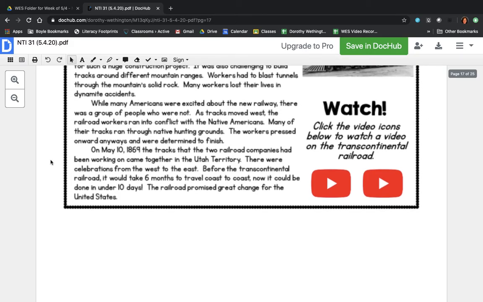On May 10, 1869, the tracks that the two railroad companies had been working on came together in the Utah Territory. There were celebrations from the west to the east. Before the Transcontinental Railroad, it would take 6 months to travel coast to coast, and now it could be done in under 10 days. The railroad promised great change for the United States.